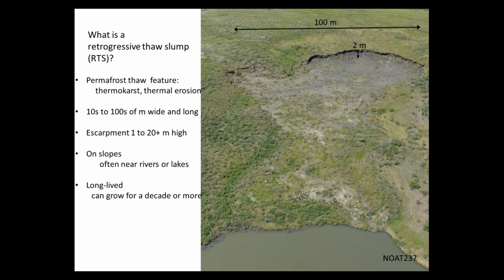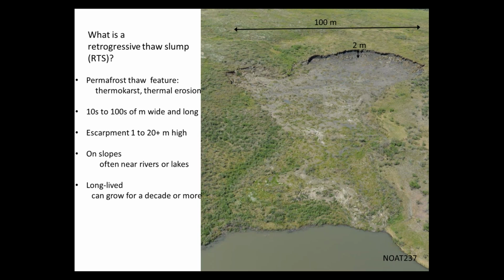And this is kind of a typical one here, not a big fancy one, but more of there's a lot of these kind of middle of the road slumps like is displayed in this slide here. They're tens to hundreds of meters wide and long. They tend to be kind of oblong shaped. They're not really long and narrow like the active layer detachments that they resemble in some ways. And they have an escarpment at the upper end that can be anywhere from 1 meter to more than 20 meters high.